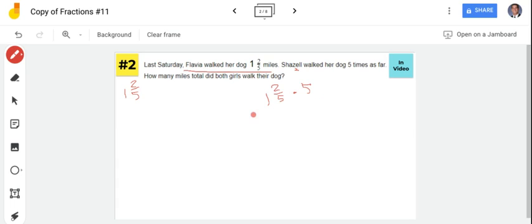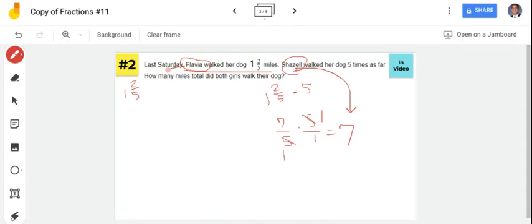So let's multiply these fractions. 1 2/5 is a mixed number, so make it improper by the C method. 5 times 1 is 5, plus 2 is 7. So 7 over 5, right? 1 2/5 is 7/5. And I am multiplying that by 5, or 5 over 1. Cross simplify. 7 over 1 can't simplify, but 5 over 5 can, right? 5 over 5 is simply 1. So I'm going to cross those 5s out and make it a 1. And so I have 7 times 1 is 7. So Chazelle walked her dog 7 miles.